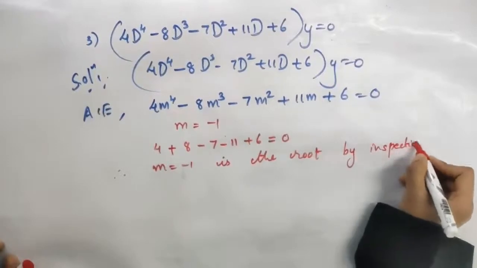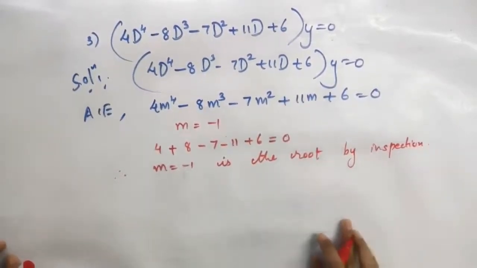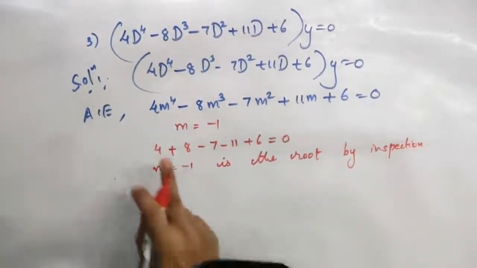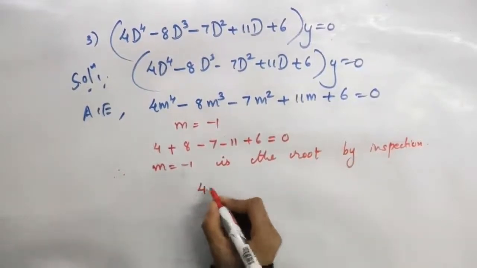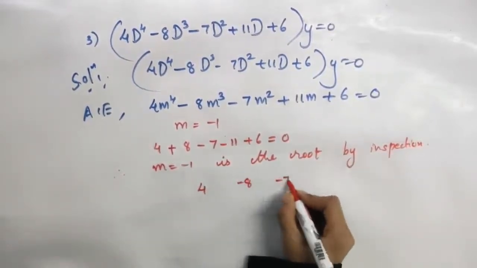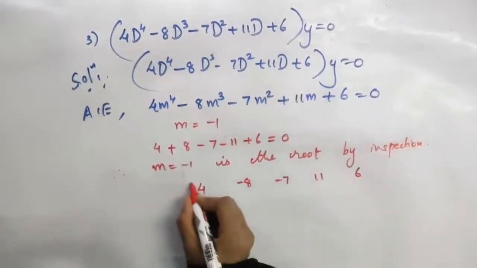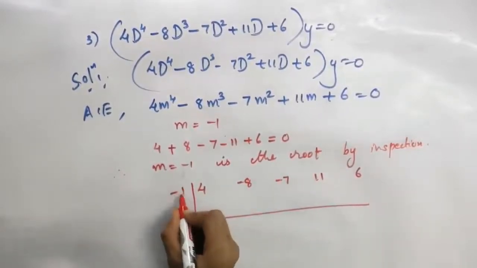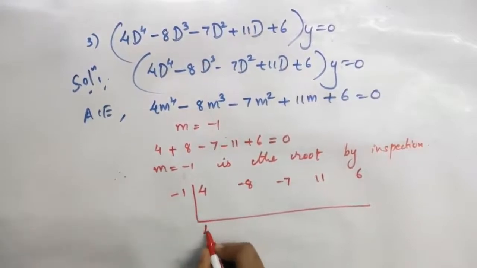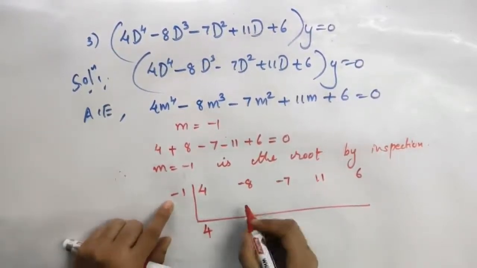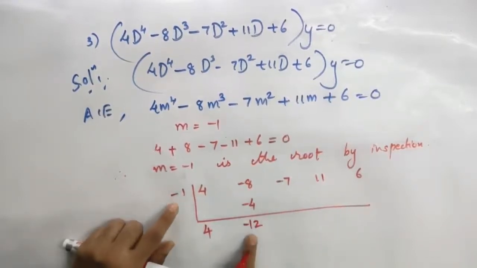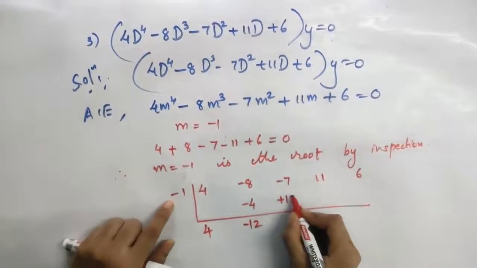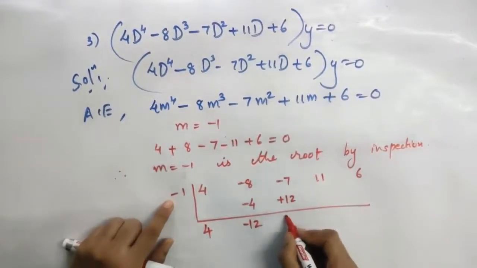Okay, now let's go by synthetic division to find the other roots of this equation. So for that, I'll write all the coefficients and divide by one of the roots. So 4, minus 8, minus 7, 11 and 6. You have minus 1 as the root, so first 4 you should write the same here. Now 4 into minus 1 is minus 4. Now if you add, it becomes minus 12. Minus 12 into minus 1 is plus 12. Plus 12 minus 7 is plus 5.